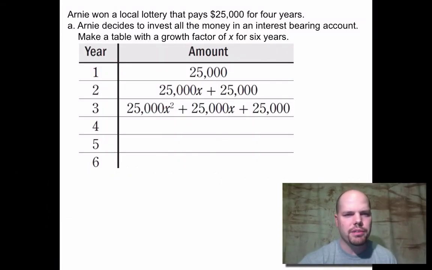All right, the last example. Let's say someone named Arnie won a local lottery that pays $25,000 for 4 years. Okay, part A. Arnie decides to invest all the money in an interest-bearing account.